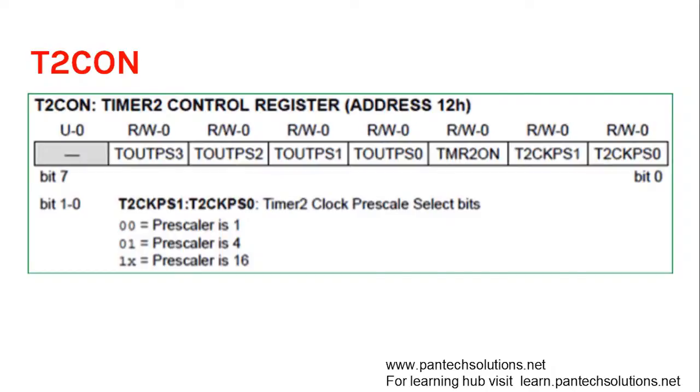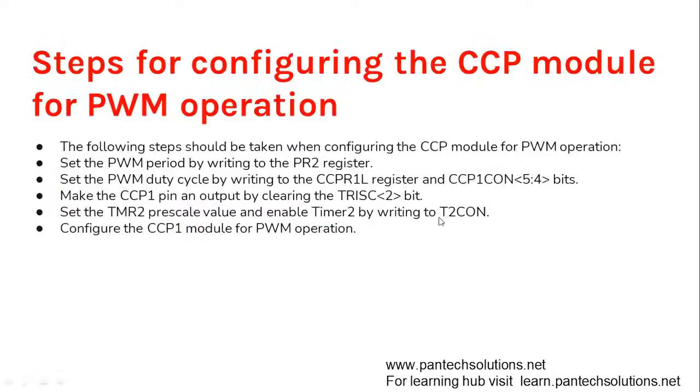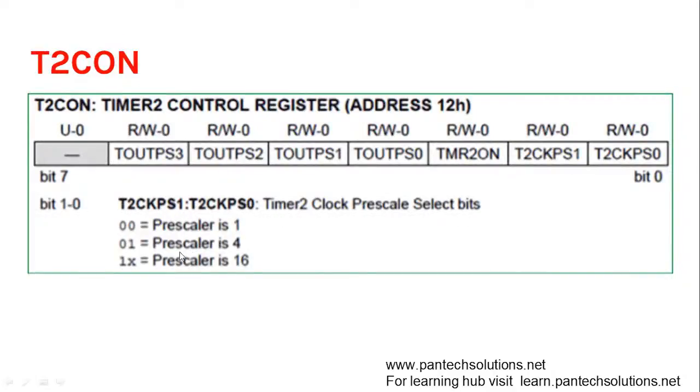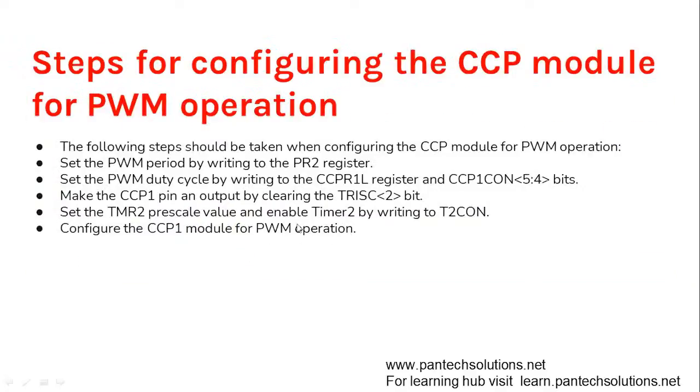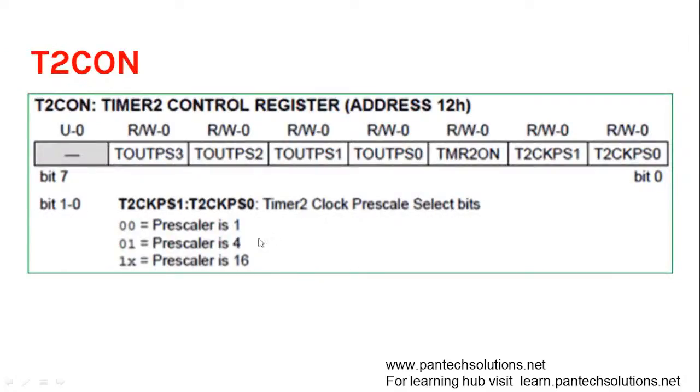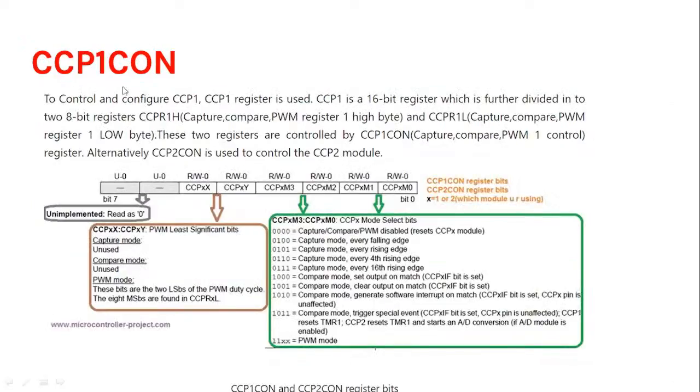So coming to the T2CON register. In this timer T2CON register, the prescaler is 4. In this, bits 1 and 0, you have to set the prescaler, like the prescaler is 4. So you have to choose 0 1. And then CCP1CON.